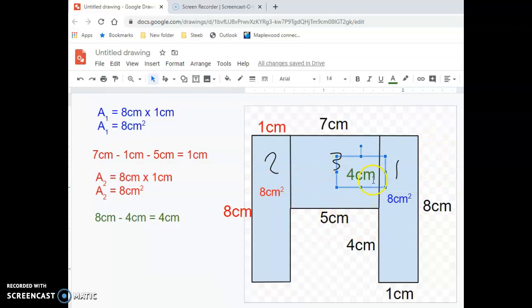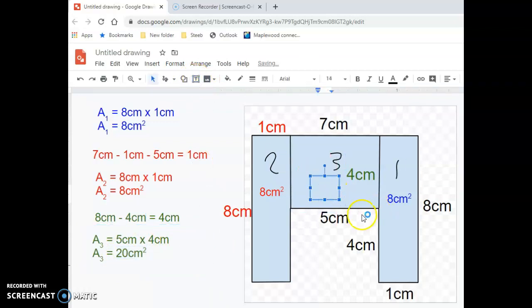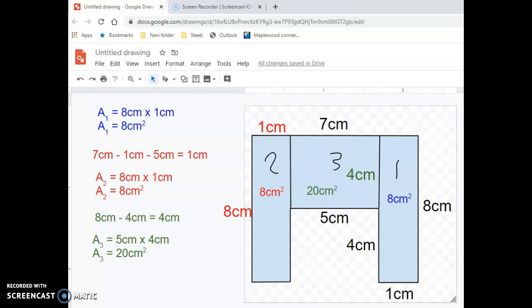So now I have length times width. I can find the area of that third rectangle. 5 times 4, which is 20 centimeters squared. I forgot to make a box for that, so I'm just going to do that quickly right here. So that area there is 20 centimeters squared.